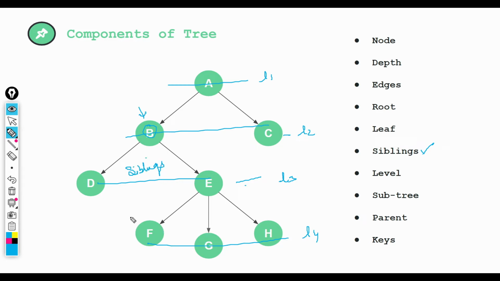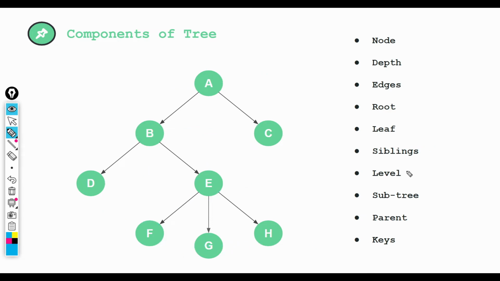Now let's talk about another pair of nodes, D and F. D is present in level 3 and F is present in level 4. So here the first property fails, that both nodes are present at the same level. These both nodes are present in different levels, so these both are not siblings. All right. But if we talk about F, G, and H, these all three nodes are present in the same level. Also, they are pointing to the same parent node, that is E. So it means F, G, and H are siblings.